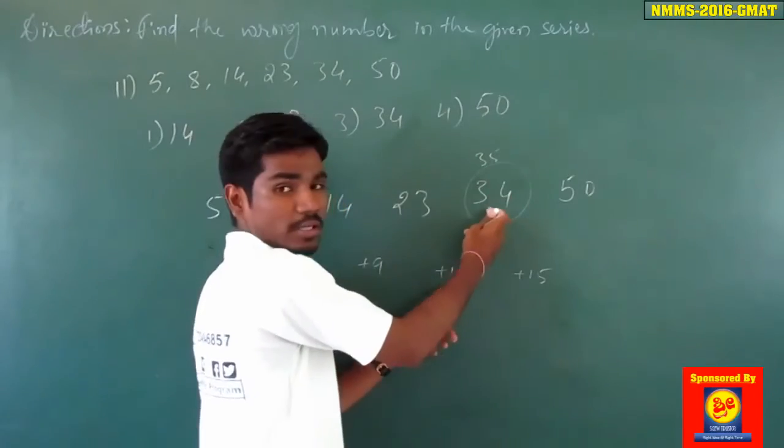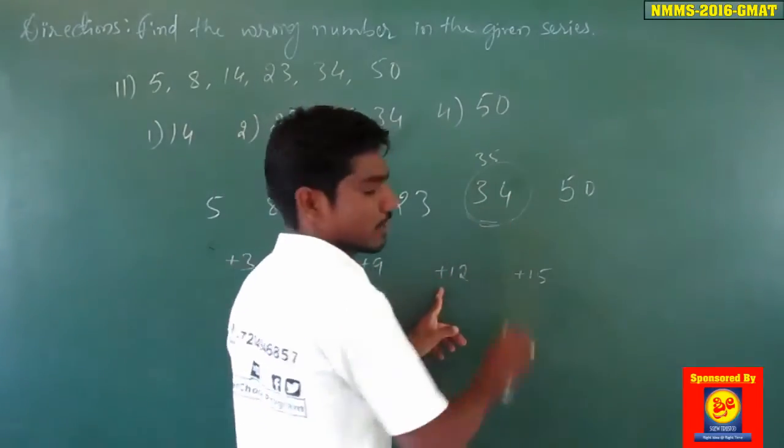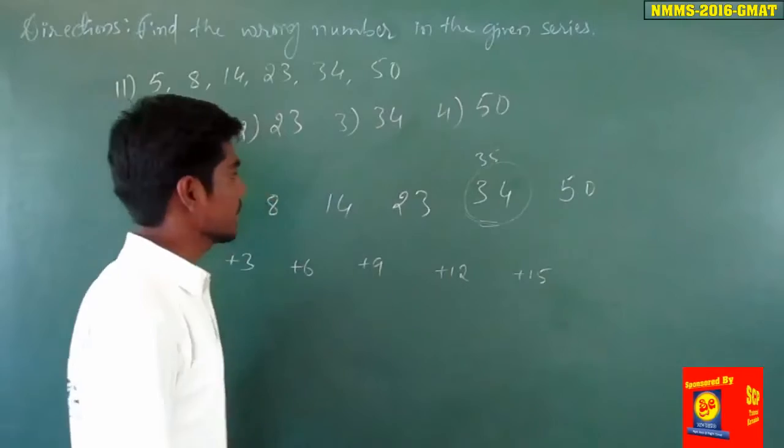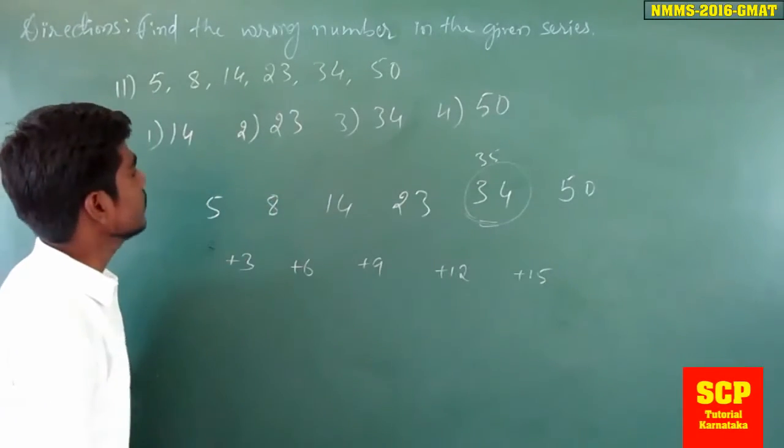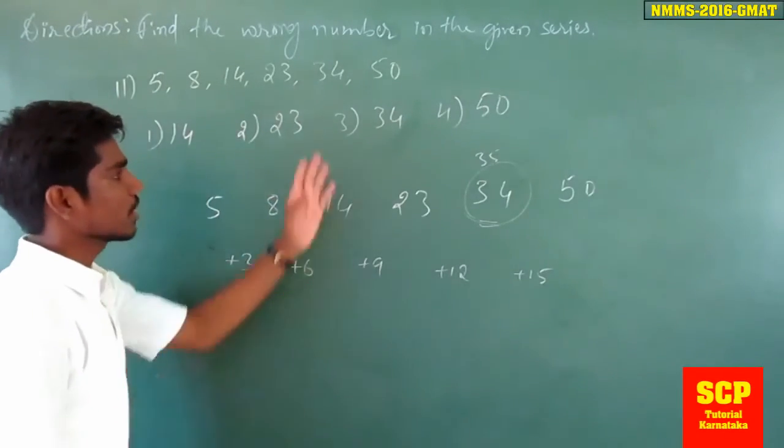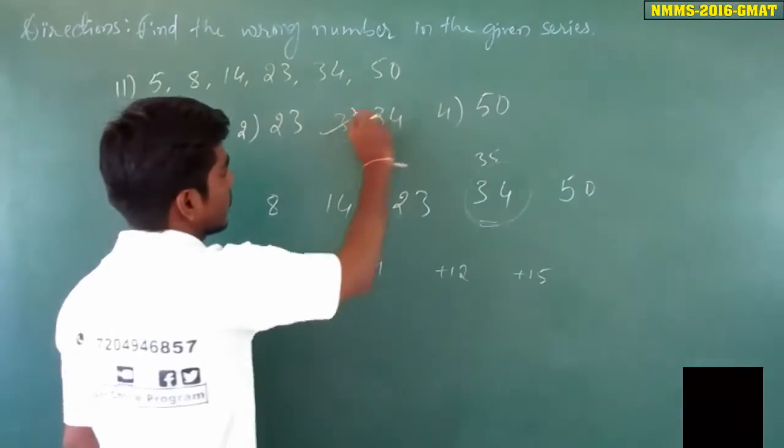but the given number is what? 34. So this is the wrong number. Let us check the given options. The first option is 14, the second one 23, the third option is what? 34. Okay, this is the right option.